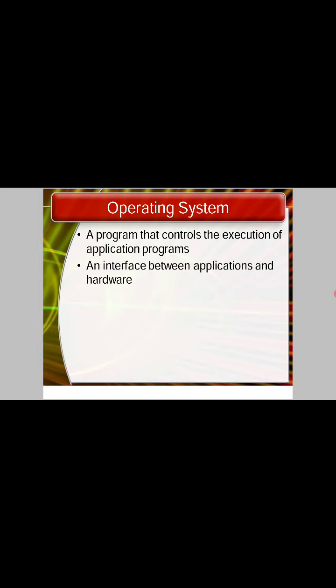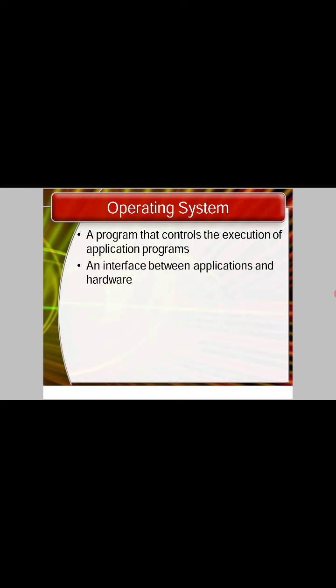What is an operating system? A program that controls the execution of application programs and is an interface between applications and hardware. So an operating system is a collection of tools and utilities that can run a computer. Generally a computer is an electrical device.